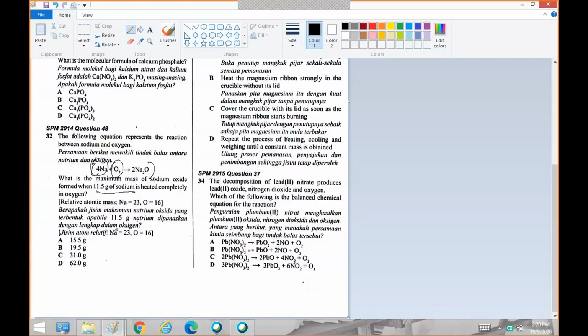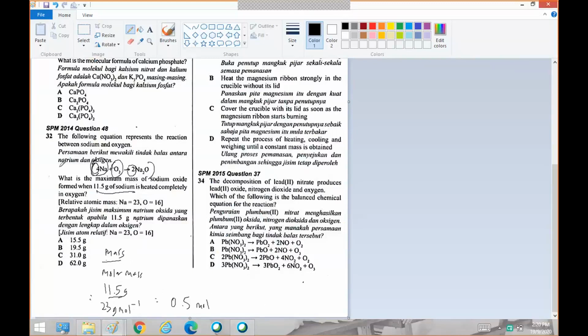So the number of moles is mass divided by molar mass. Don't worry about this 4. This 4 and this 2 are just to show you the ratio of the product compared to the reactant. When it comes to calculating the mole, it is not involved. So let's just say 11.5 grams given, and you divide it by 23 grams per mole. So you get 0.5 mole.